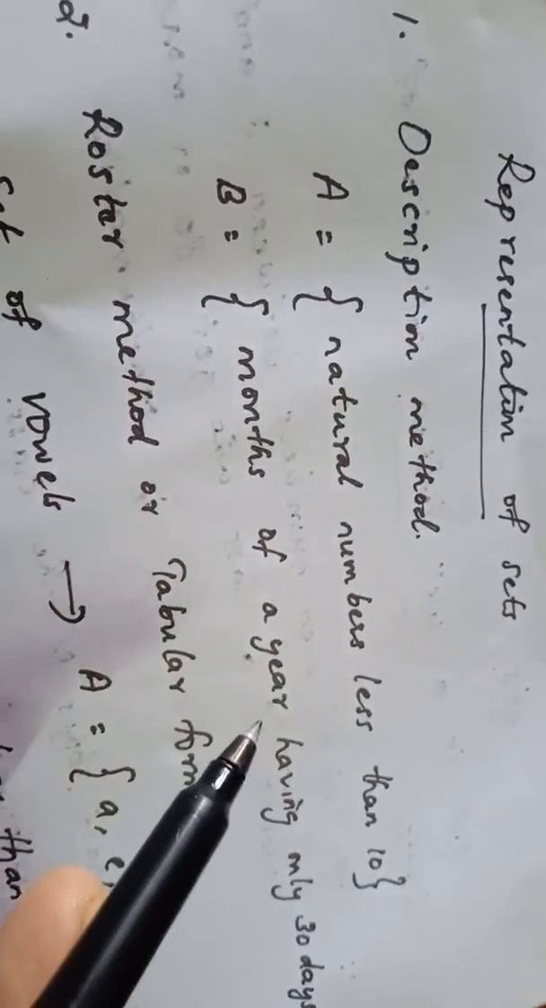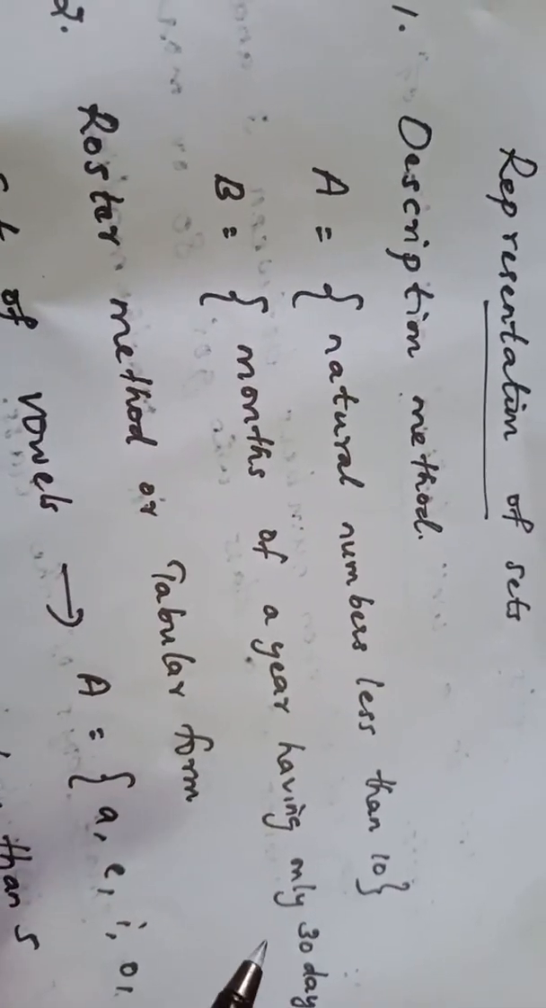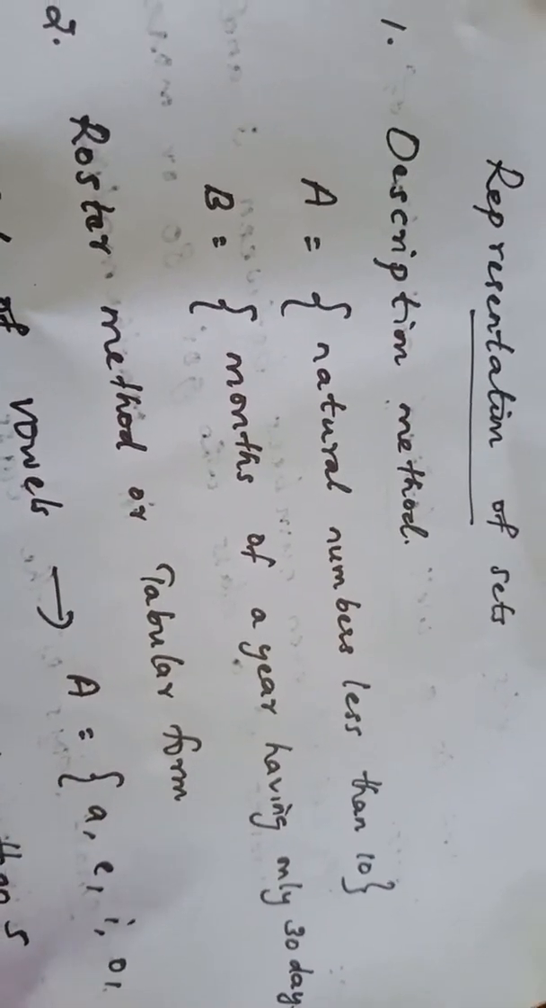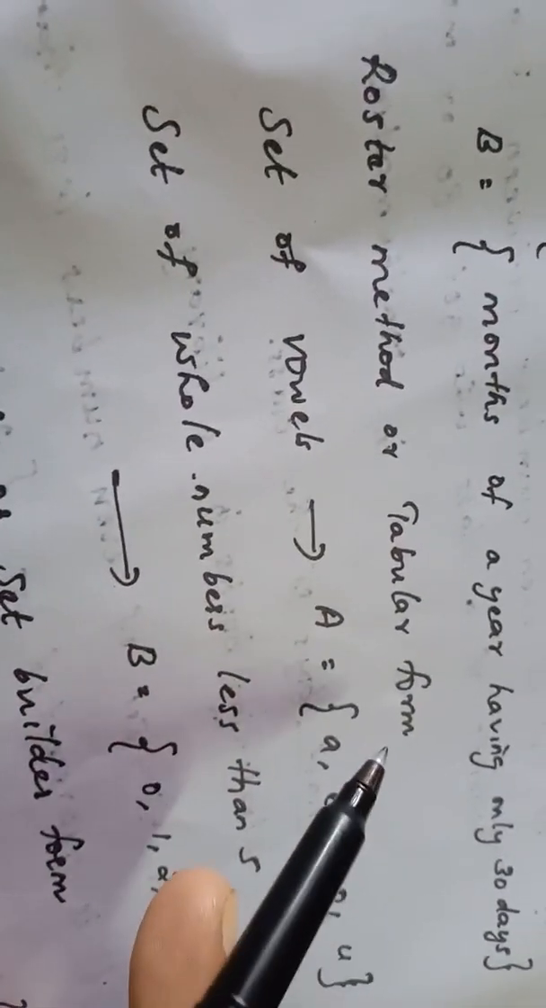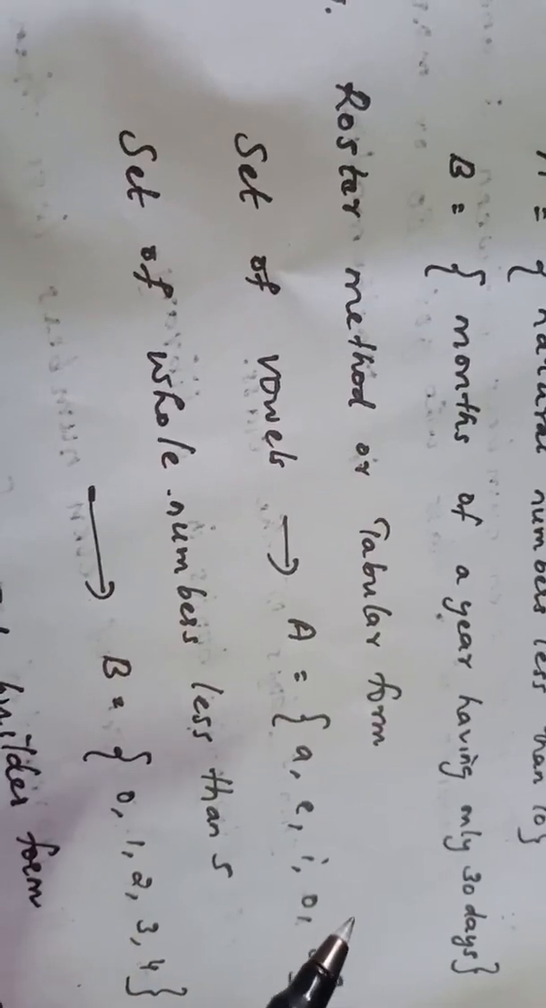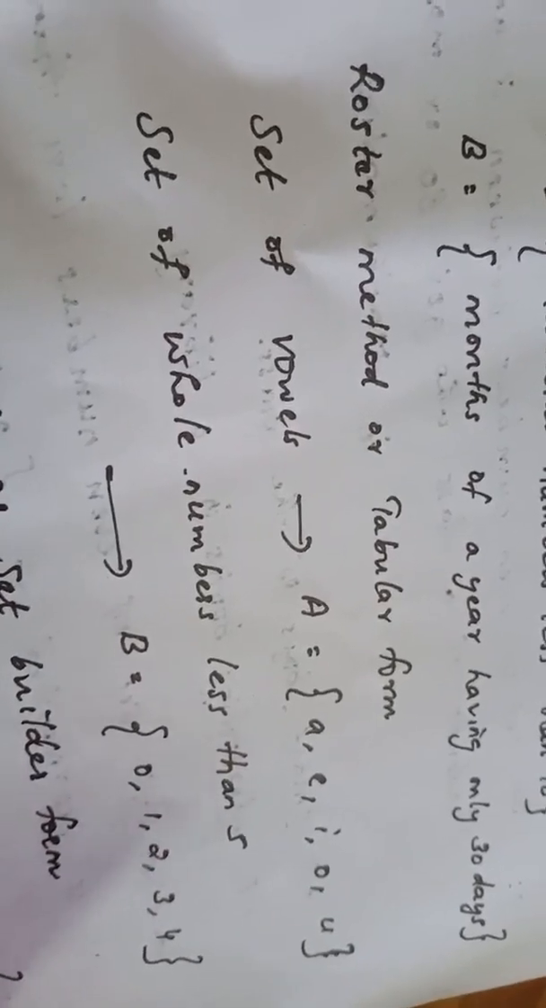In description method, a well-defined description of the elements of the set is made. Second one, we have roster method or tabular form. In this method, we list out all the elements of the set in curly brackets and separate them by commas.